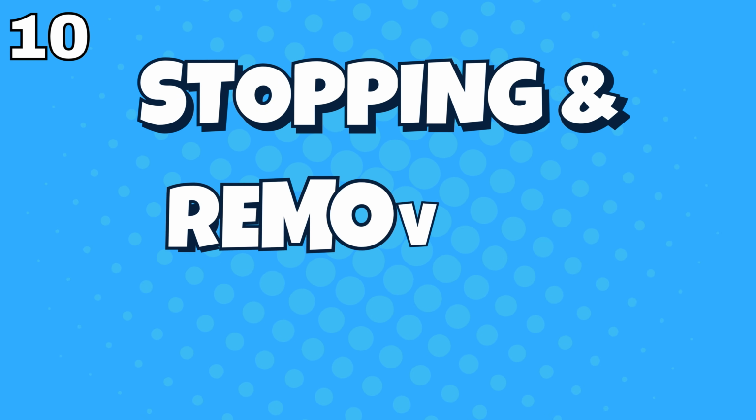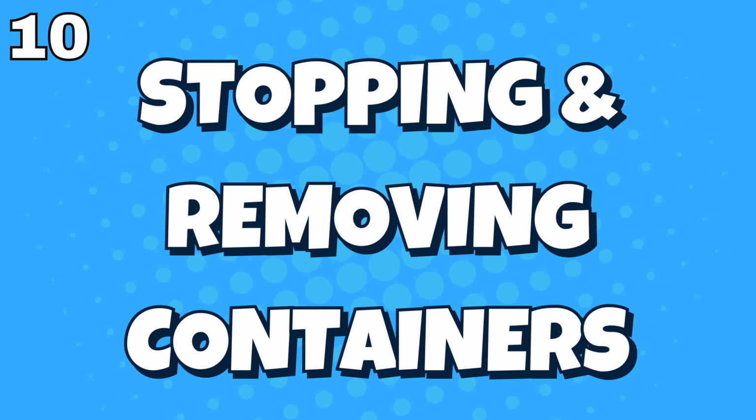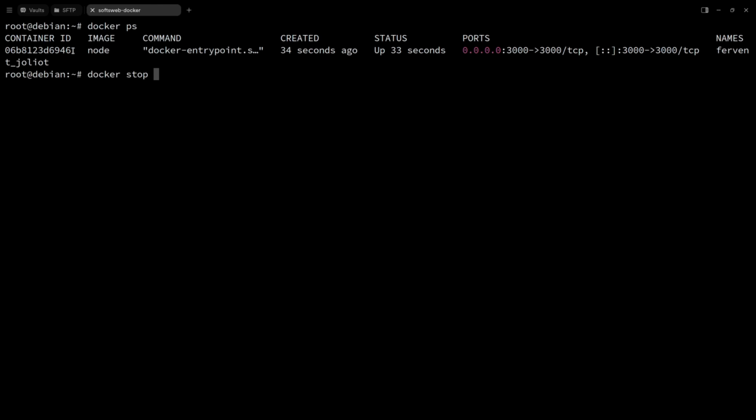You've launched a node container, but now how do you stop it? Use this command: docker stop followed by the container ID, or you can use the container name instead of the ID. Docker stop followed by whatever name the container got. Pro tip: you can stop multiple containers at once by listing them like this: docker stop ID1, ID2, ID3.